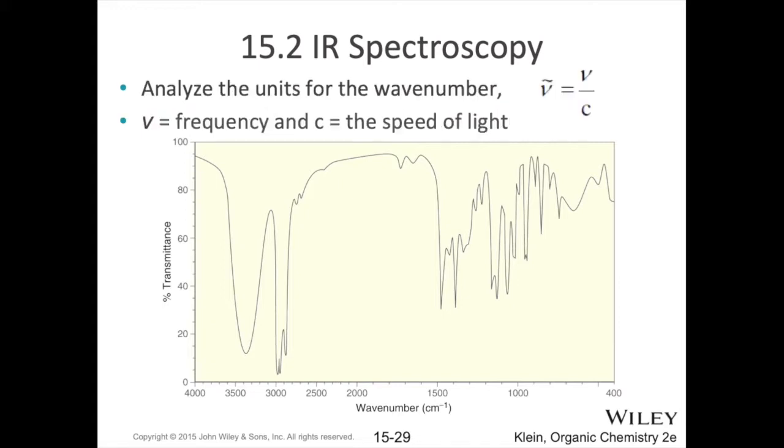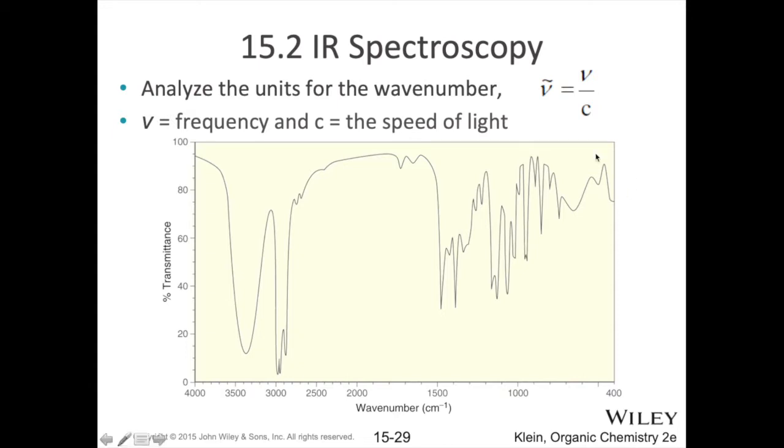I mentioned that wave numbers are tied into wavelength and frequency. This is the actual calculation. To calculate a wave number, you take the frequency and divide it by the speed of light. To figure out how the units work, remember frequency is the number of waves per unit time, usually given in inverse seconds or hertz, which are the same thing.